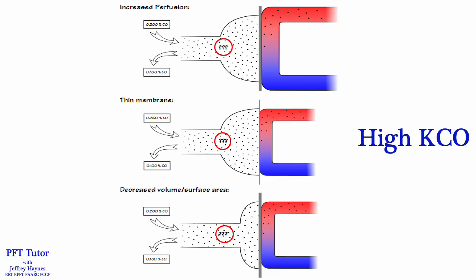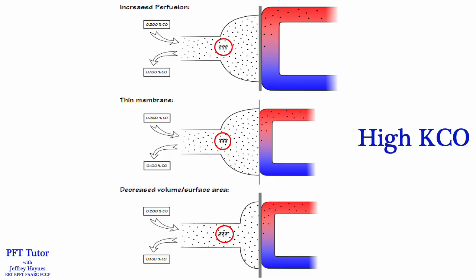KCO can also be high, sometimes above the upper limit of normal. Conditions of increased perfusion like tachycardia and exercise will increase the KCO. In fact, failure to increase KCO during exercise is not a good prognostic sign. The KCO could also be high if there was a thin alveolar capillary membrane.